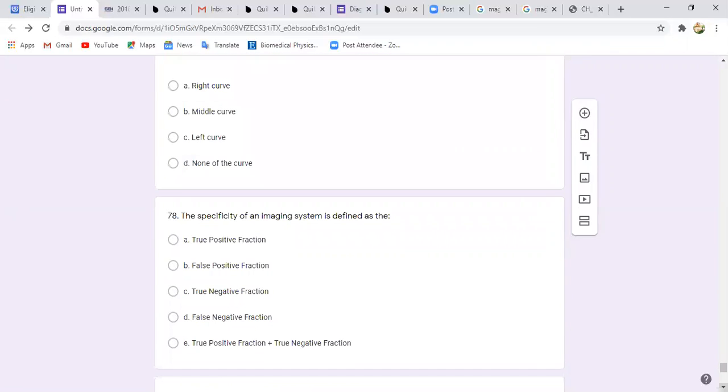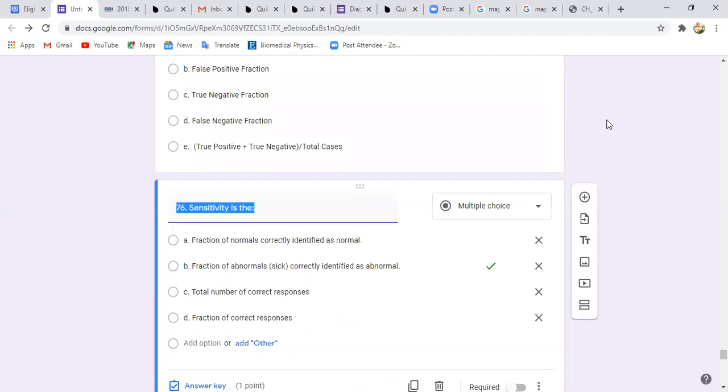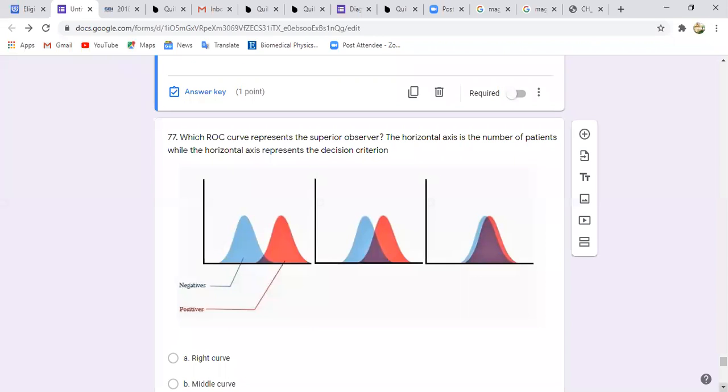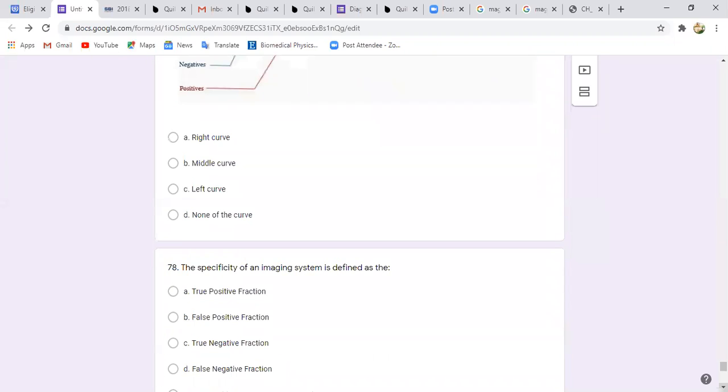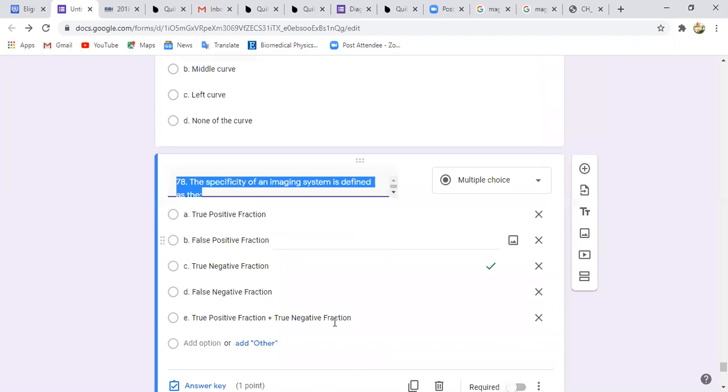So the specificity of an imaging system is the opposite. It's the, what's it called? It is one minus the, I mean minus the, this other one, minus the sensitivity. It gives us normals correctly identified as normals, which is the true positive fraction. True positive, sorry, the true negative fraction.